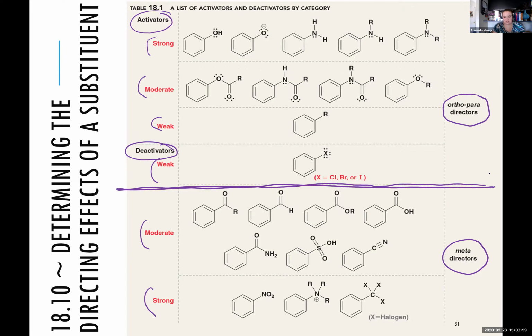The activators and the weak deactivators, or another way to say that would just be to say the halogens. So the activators and the halogens will push the second substituent to add at the ortho and para positions. The moderate and strong deactivators will push the new substituent to add at the meta position. And so we've talked a little bit about why this has happened, but that's where we're headed with this now, is to talk a little bit more about the why.